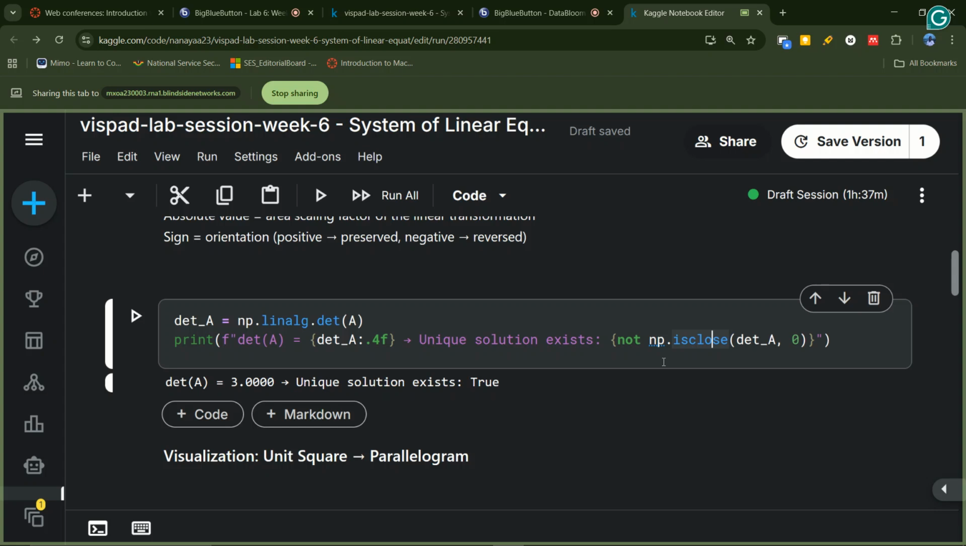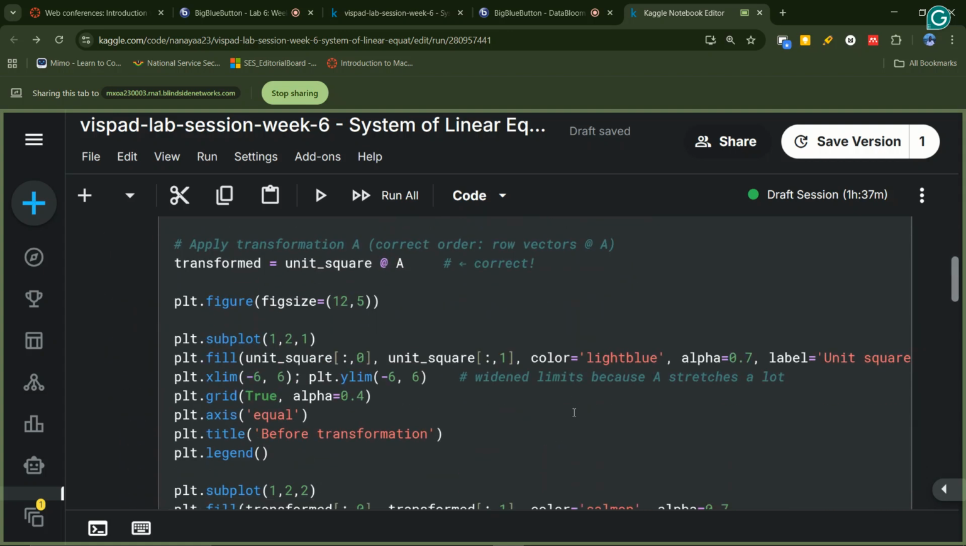And of course, if the determinant is not equal to 0, the matrix is invertible and the system has exactly one solution. You remember from last week's lectures. And if it's 0, it means the matrix is singular and the system is either inconsistent, no solution, or has infinitely many solutions.